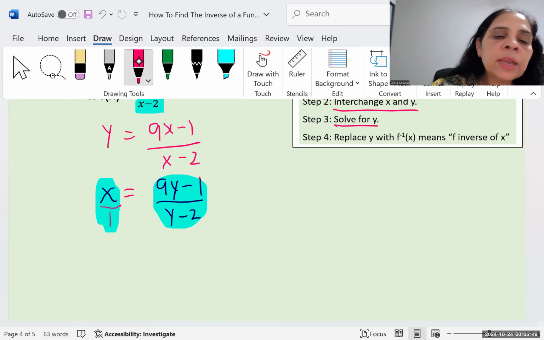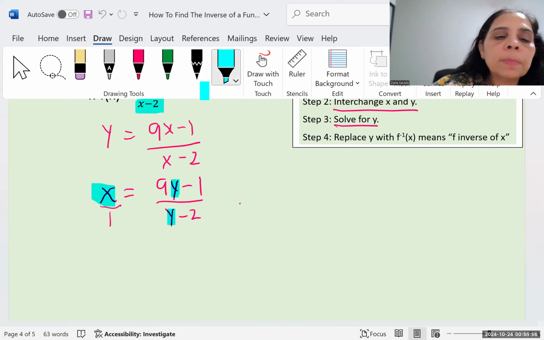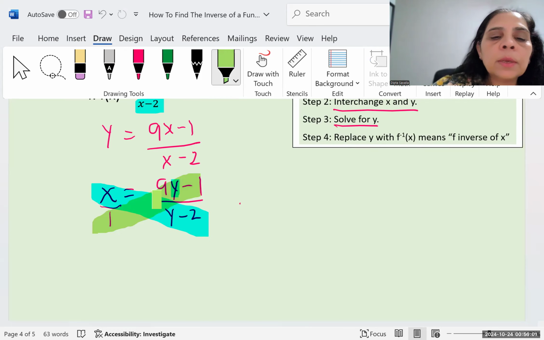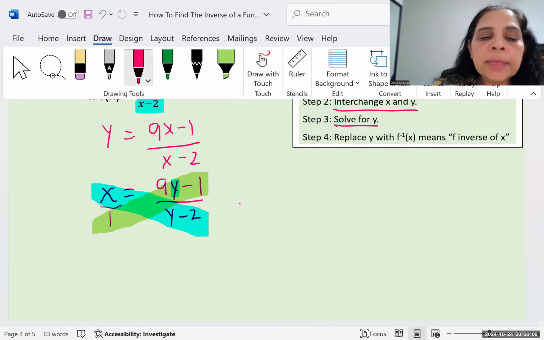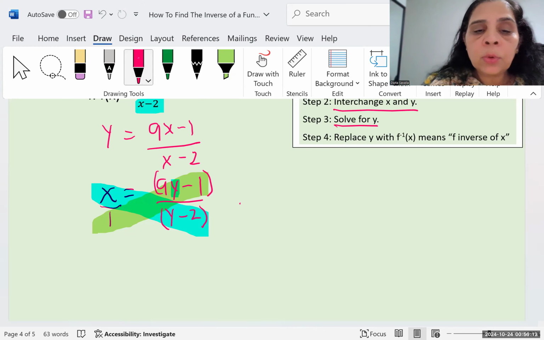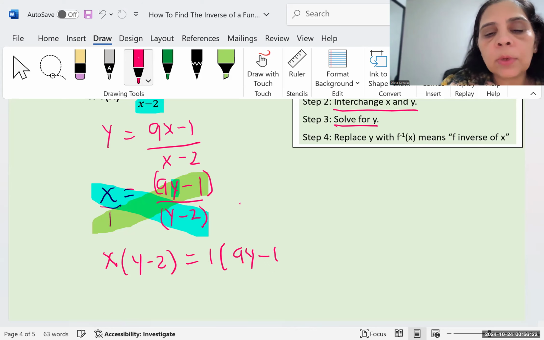And then we can do cross multiplication on both sides here. Before we do cross multiplication, make sure you use parentheses, so you will not forget to use the distributive property because we have 2 terms here. Okay, so we can write x times y minus 2 equals 1 times 9y minus 1.